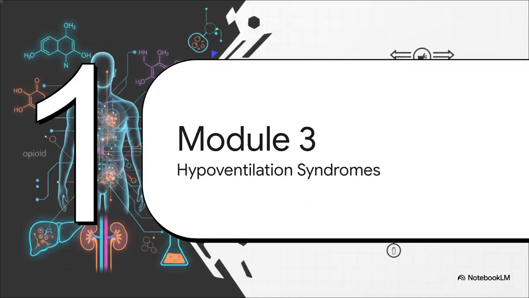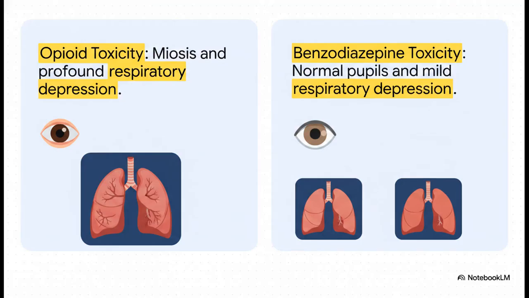All right, let's hit Module 3, hypoventilation syndromes and reversal hazards. We're going to contrast severe hypoventilation syndromes and isolate a highly tested, lethal pharmacological contraindication. Both opioid and benzodiazepine toxicity depress the central nervous system, driving a primary respiratory acidosis characterized by an elevated PaCO2 and a decreased pH. However, they present with very distinct clinical differentiators on your physical exam.